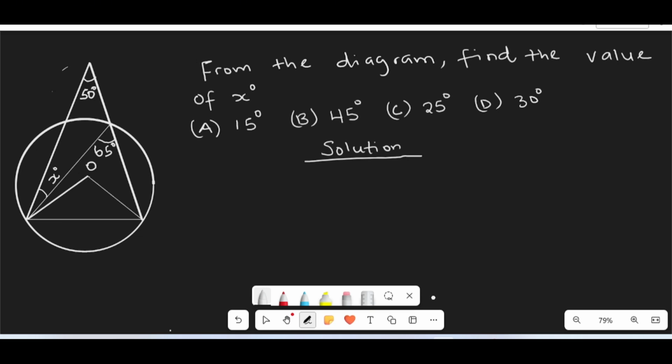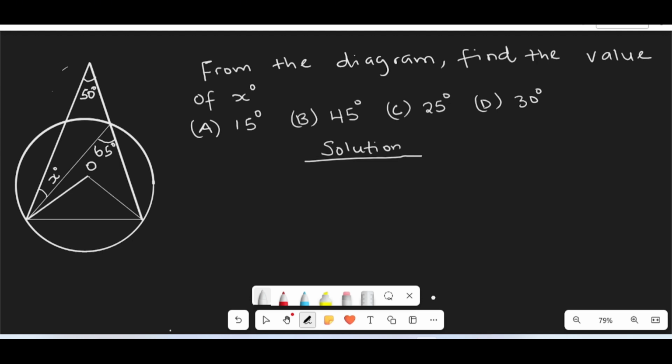In today's lesson, we'll be solving this problem. And in this question, they ask us to find the value of x. But before we start, there's one important theorem that I want you to remember. A theorem called the exterior angle of a triangle.